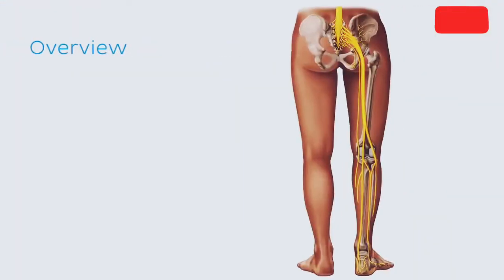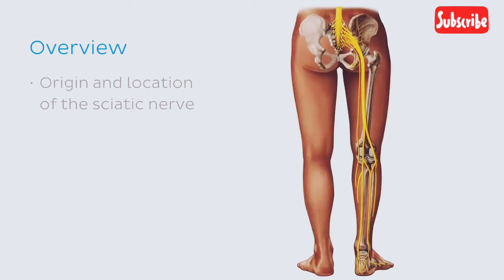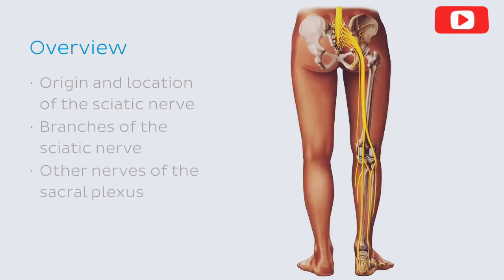Of what we're going to talk about in this tutorial. First of all, we're going to discuss the origin and location of the sciatic nerve. Then we'll take a look at the branches of the sciatic nerve and some other nerves of the sacral plexus. Lastly, we'll conclude our tutorial with some clinical notes about sciatica.